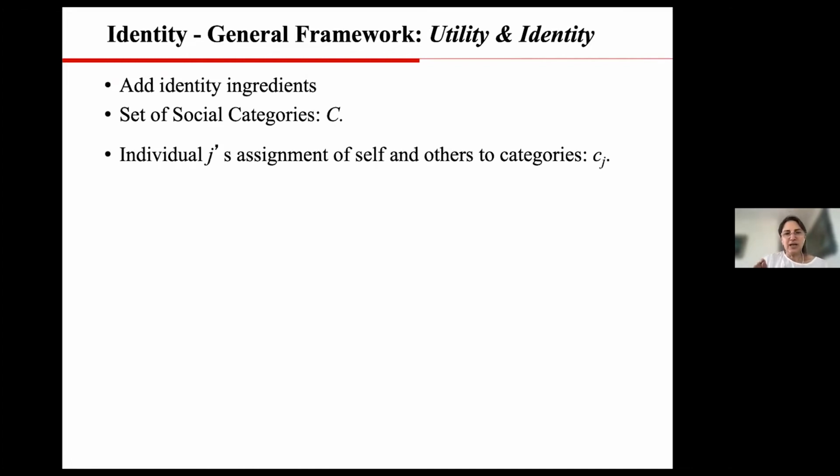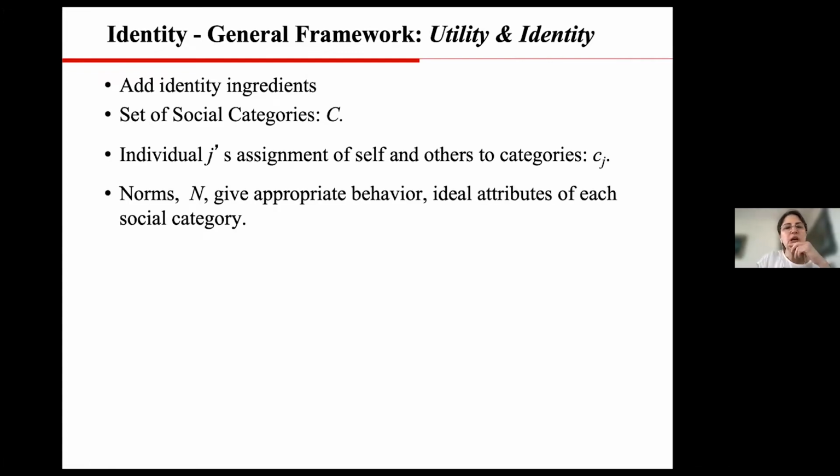Okay, so now let's add identity ingredients. An identity model will have the following ingredients. First, we need a set of social categories. Second, we need individual J's assignment of self and others to those categories. So you have a set of social categories, for example, men and women, and then you divide the population into men and women. Third ingredient, the norms. The norms give the appropriate behavior and ideal attributes of each social category. So the norms are going to say what each person in each category should do and what they should look like, or some sort of attribute about them, which is ideal for that category.